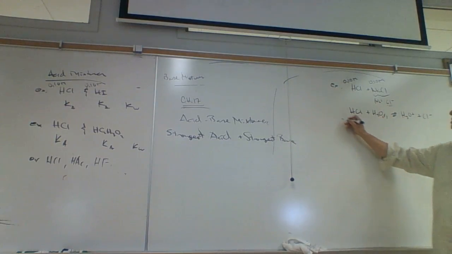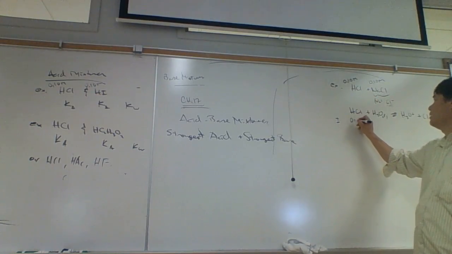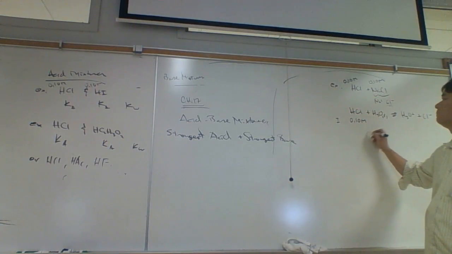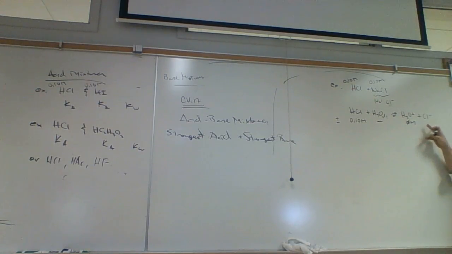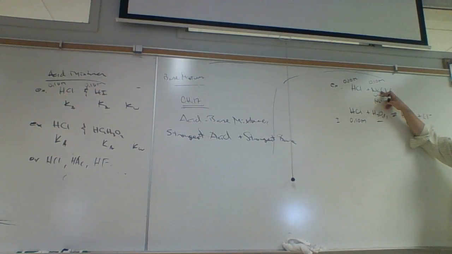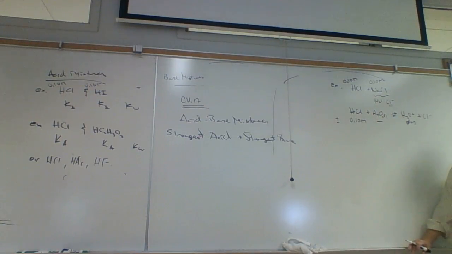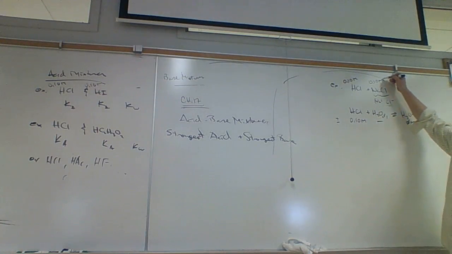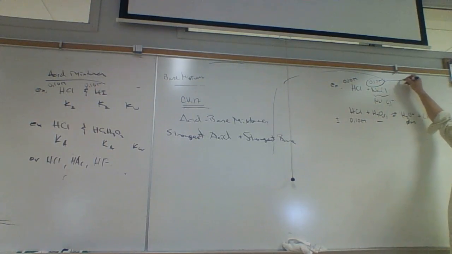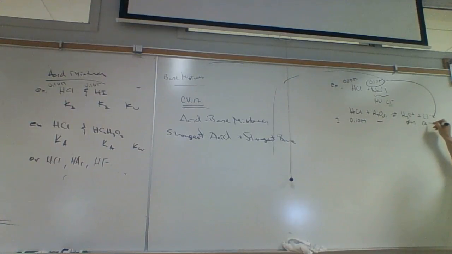Now, all I do is I just set up my ICE chart. So here, I know I have 0.10 molar HCl, right? Water is 0. I assume nothing's happened yet, so the hydronium is going to be 0. But I have to be careful here, because do I write 0 for chloride? No, I don't write 0 for chloride because I have some chloride here. This is what we call a common ion type mixture. The sodium chloride has a common ion with HCl. That common ion is chloride, and so this is 0.10 molar chloride.